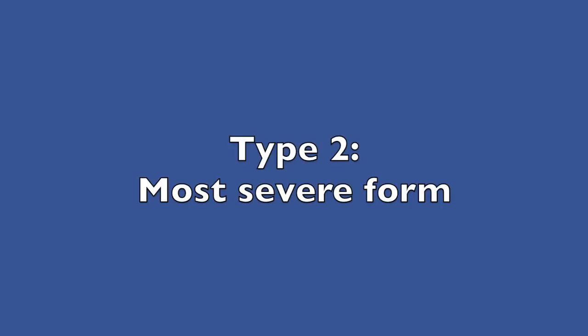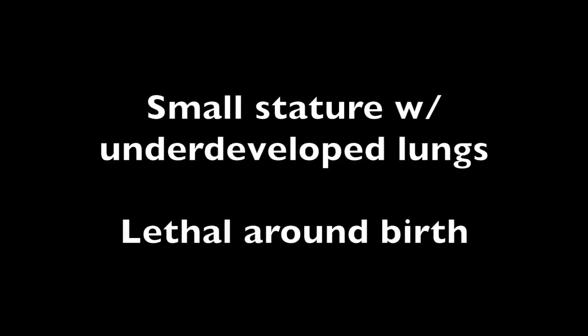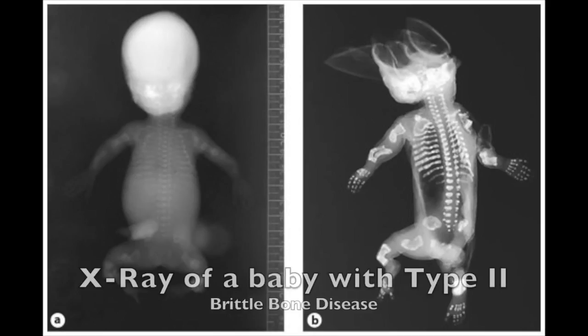Type 2 of osteogenesis imperfecta is actually the most severe form of this disease. A person who has this type of brittle bone disease suffers from numerous fractures and severe bone deformity. They have a small stature, which oftentimes accompanies underdeveloped lungs. This type is also lethal at or shortly after birth due to respiratory problems that stem from those underdeveloped lungs.